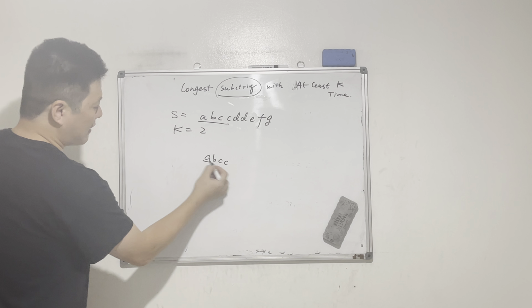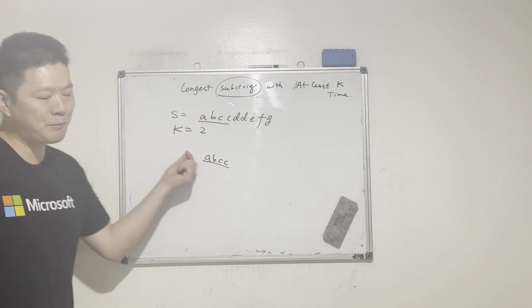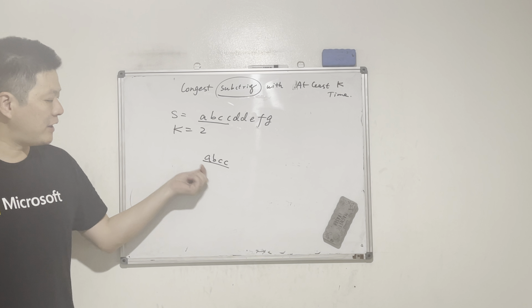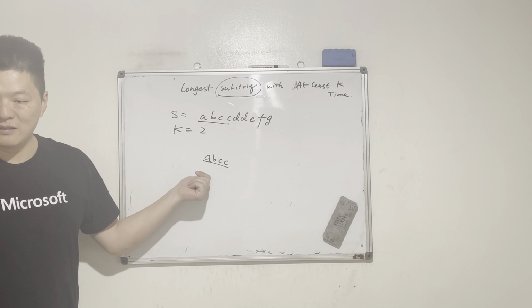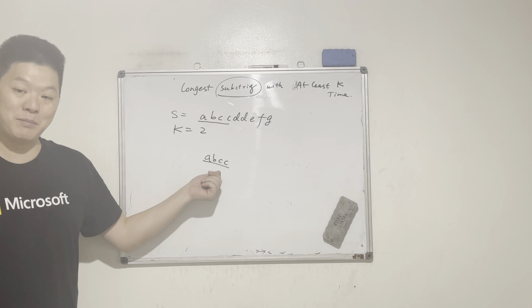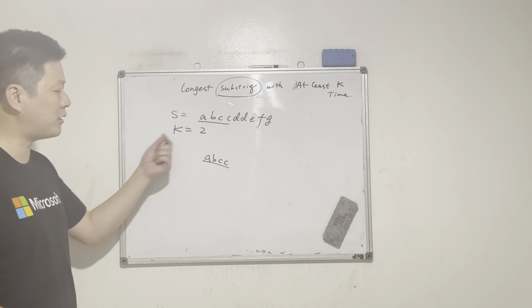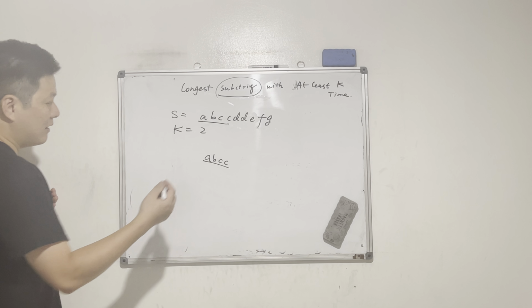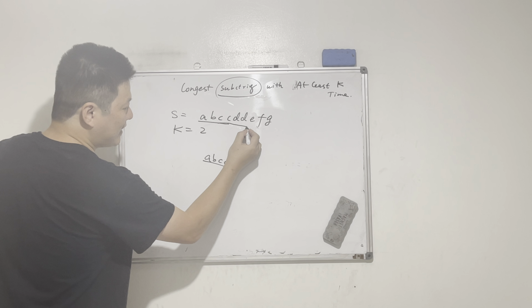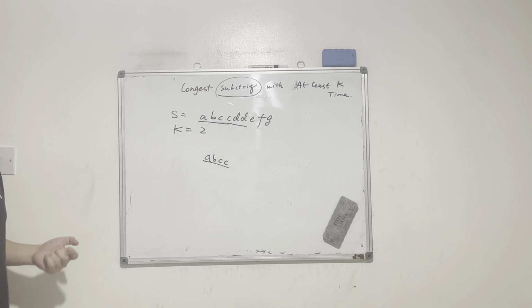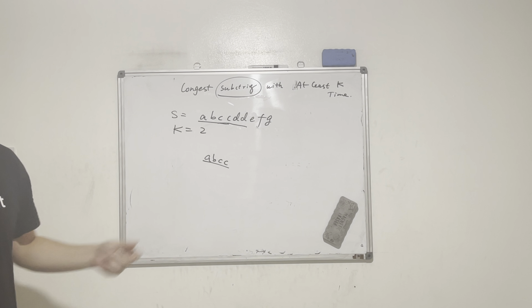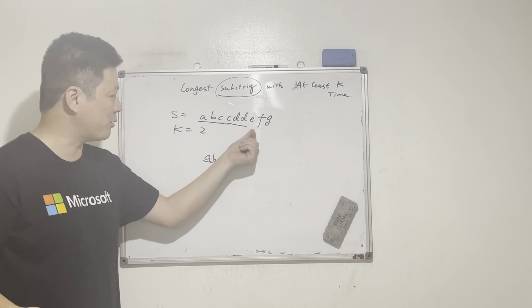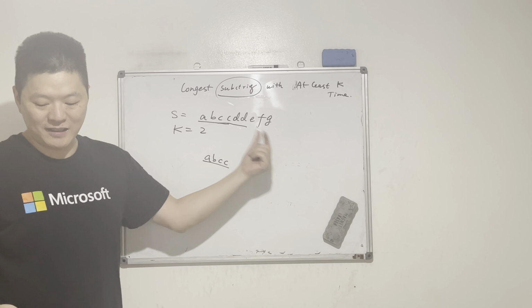So look, this is a substring, A, B, C, C. Can you tell me if each character in the substring appears at least twice? No, because A appears 1, B appears 1. Okay, so we want to look for C, C, D, D. This is the longest. Well done, yeah? Because each one appears at least twice, right? And it's the longest. You can't find any longer than that, right?